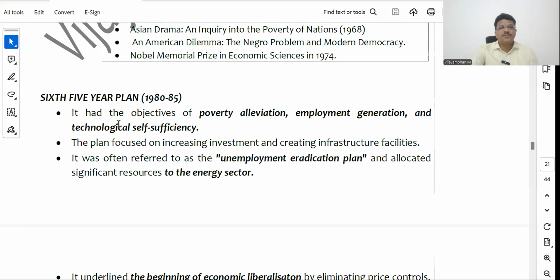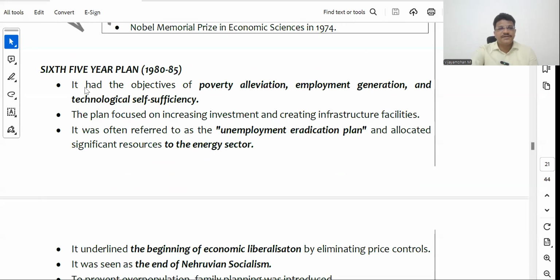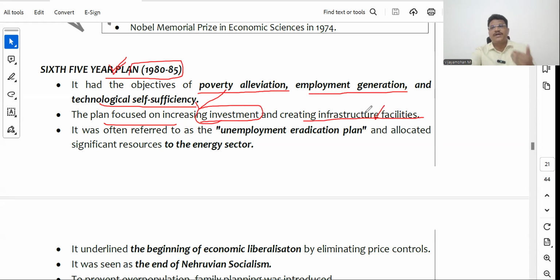Then we will move to the 6th 5-year plan. It was implemented from 1980 to 85. The objectives were poverty alleviation, employment generation, and technological self-sufficiency. The plan focused on increasing investment and creating infrastructural facilities. Slowly, the objectives are also transitioning. Initially, the objectives focused more on production, productivity, volume and quantity. As they go by, they focus more on self-sufficiency, right, and then infrastructural facilities.